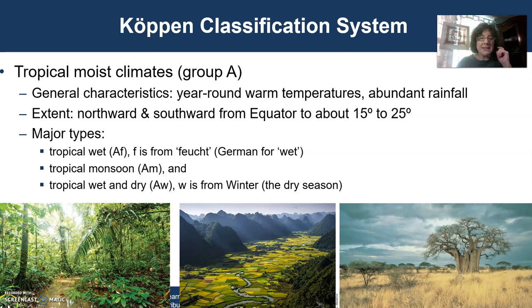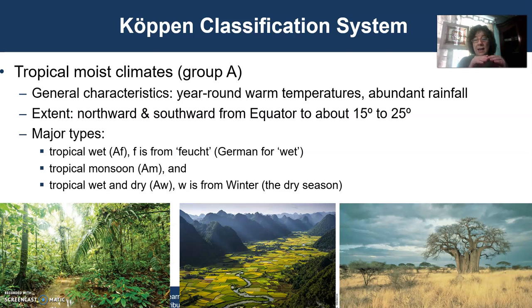When we look at these, a very common type that is cited is Af. F is for, I think this is feucht, which is German for wet. And it's your tropical wet, quintessential rainforest that we're talking about along the equatorial plain. There's also tropical monsoon, which is seasonal. What you see is wet winters or wet summers. So that is labeled Am.